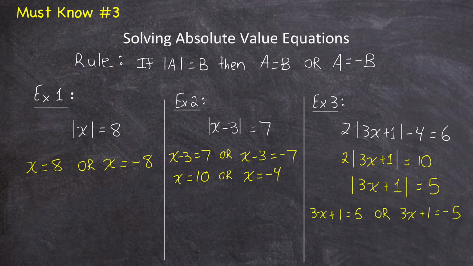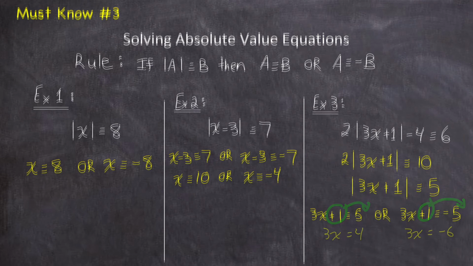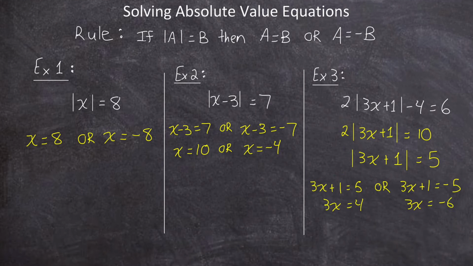So I set up both of those equations and then just solve each of these linear equations. To both of these equations, I'll move this plus 1 to the other side by subtracting 1. And then to isolate the x in both of these equations, I'll just divide both sides by 3, giving me x equals 4/3, and x equals negative 6 over 3, which is negative 2.